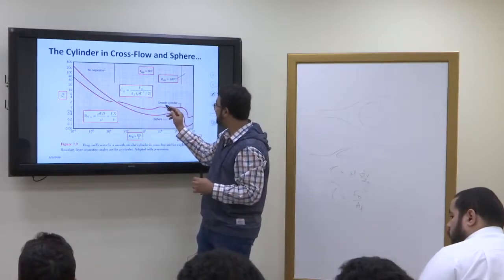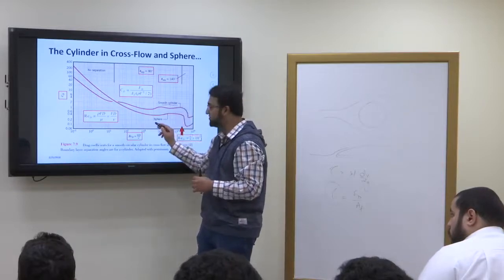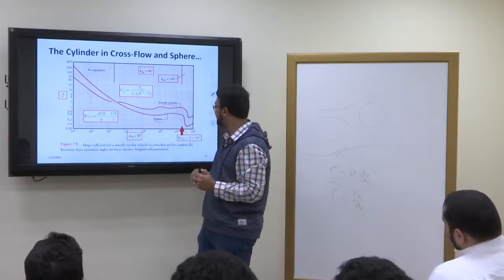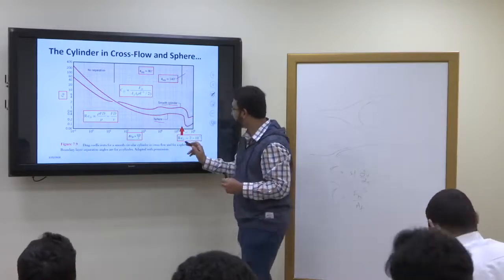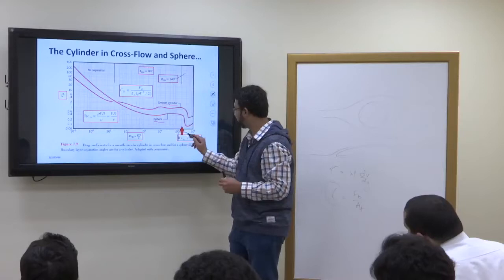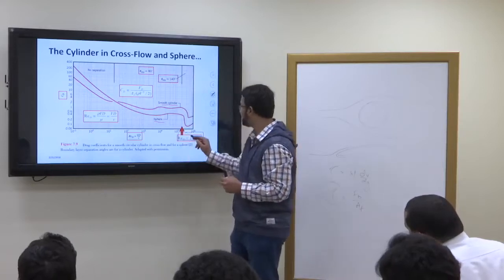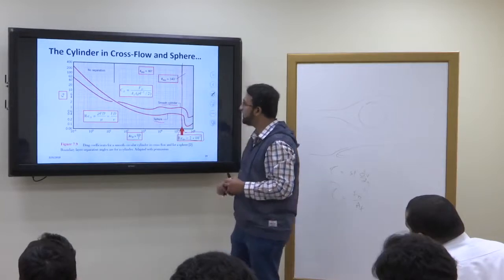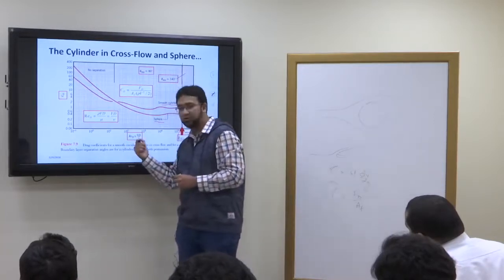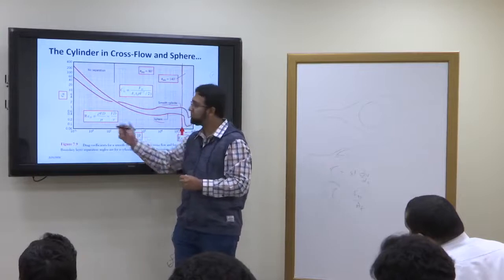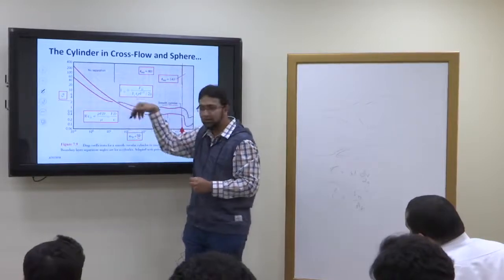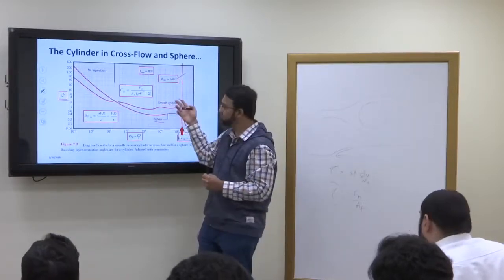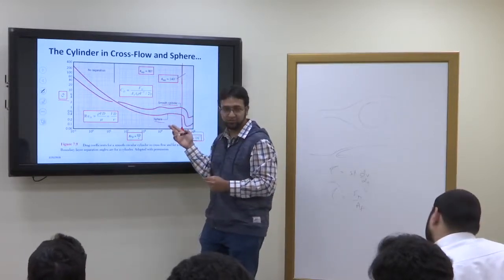So we have, this is for the smooth cylinder and this is for the sphere, right? And this is the critical value here, which is 2 into 10 to the power 5. So anyways, if you know the Reynolds number, you can find out the coefficient of drag directly from this graph, whether it is for a smooth cylinder or for a sphere.